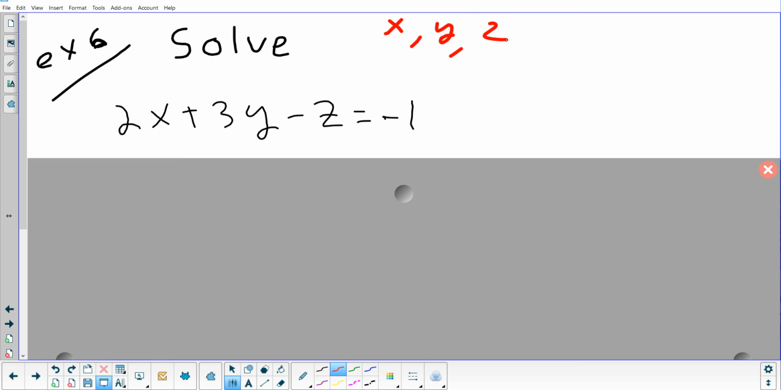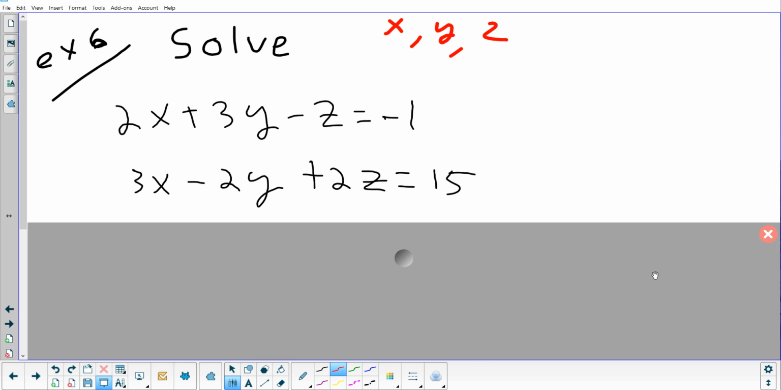Twice the first number, plus 3 times the second, minus the third, equals -1. And if I said to you, here's another fact about my numbers. If you triple the first number, and subtract double the second number and add double the third number, you'll get 15. This is how you would write down what I just said.